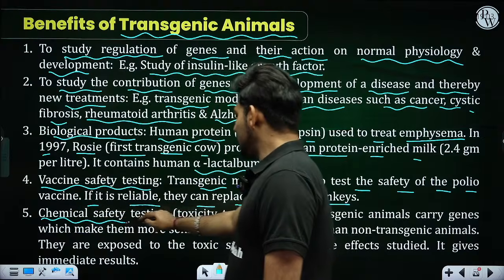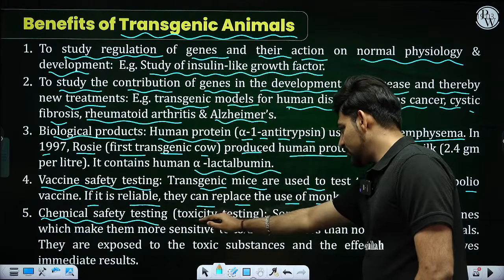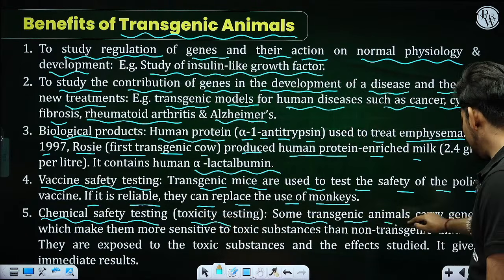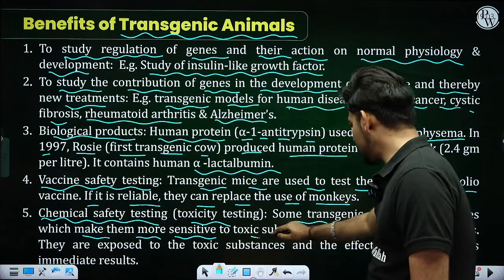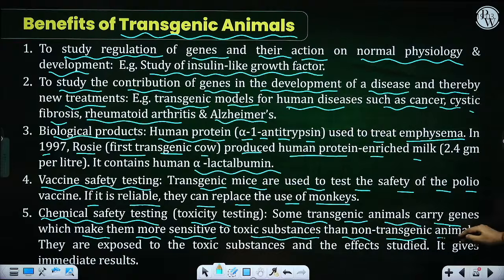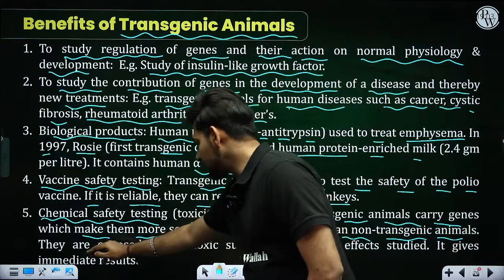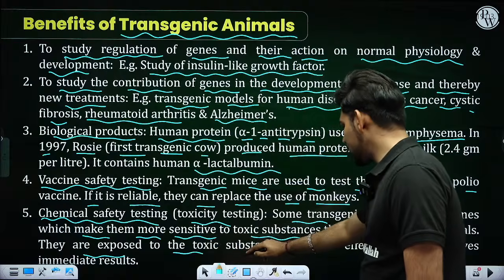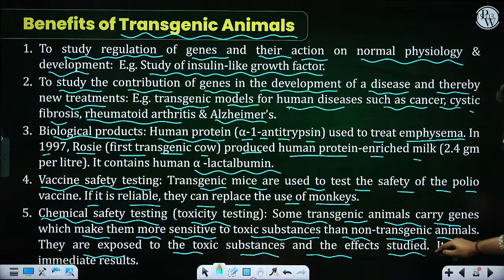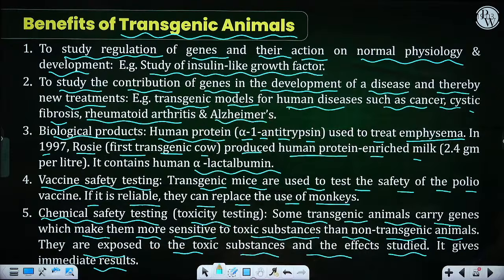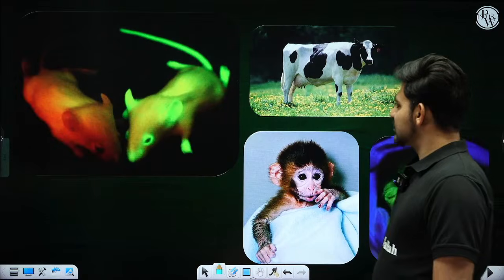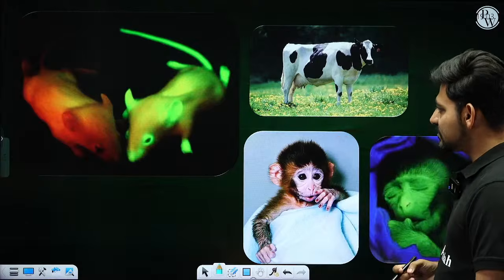Then if we talk about chemical safety testing, toxicity testing, some transgenic animals carry genes which make them more sensitive to toxic substances than non-transgenic animals. So they are exposed to the toxic substances and the effect is studied, and it will be giving us immediate results. Okay. So these are some examples of transgenic animals.